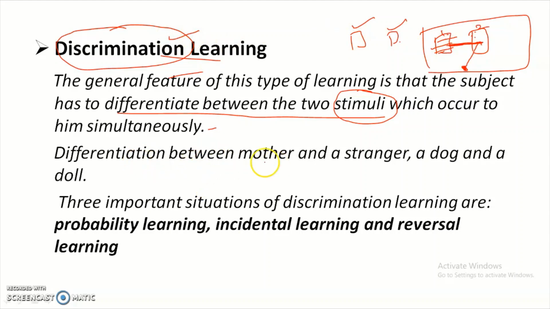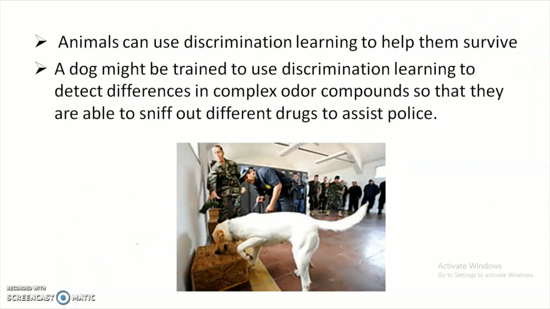So here is the differentiation between mother and a stranger, right? Dog and a dog, that means a living thing and a non-living thing. The three important situations of discrimination learning are probability learning, incidental learning and reversal learning. Coming to animals, animals can use discrimination learning to help them survive, because whatever food they want to eat, they will simply smell that food. If it is eatable, then only the dog will eat. That means with the help of smelling, it is able to discriminate whether it has to eat or not. Like that, it will survive.